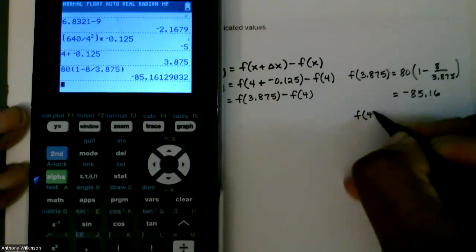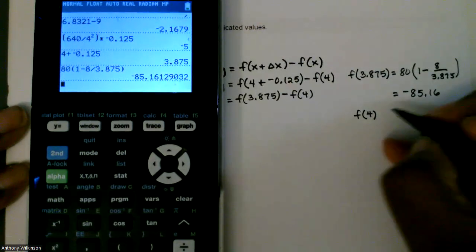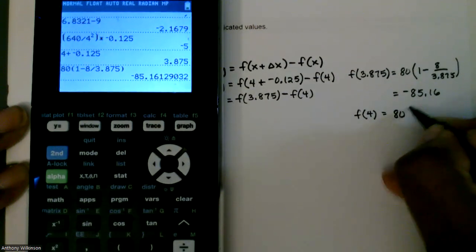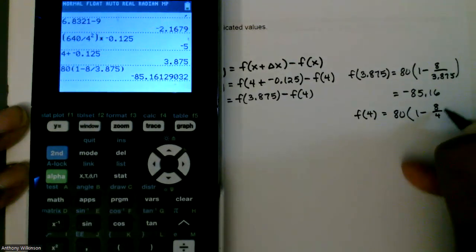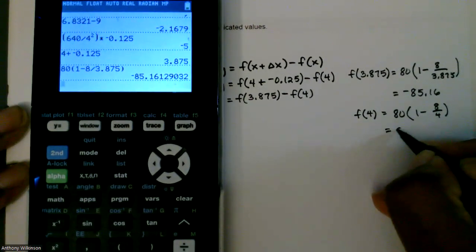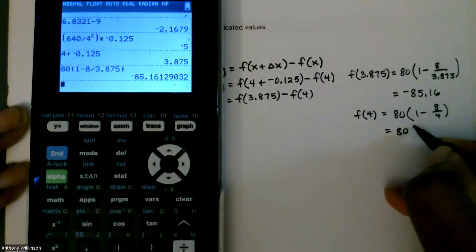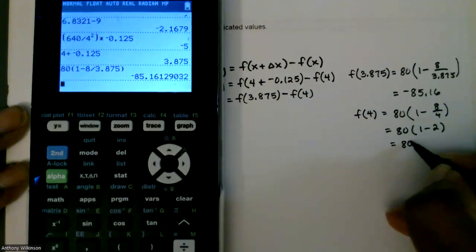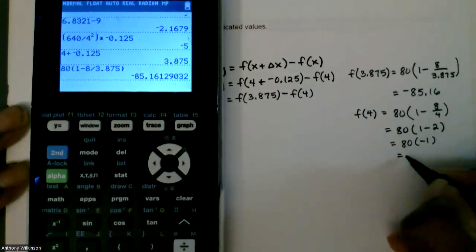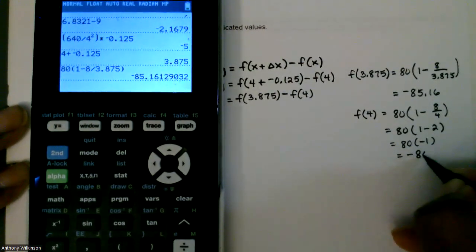And then for f of 4, that would be 80 times 1 minus 8 divided by x, which is 4. Well, this is going to be easy. 8 divided by 4 would be 2, so it would be 1 minus 2. And then 1 minus 2 would be negative 1. Negative 1 times 80 would end up being negative 80.